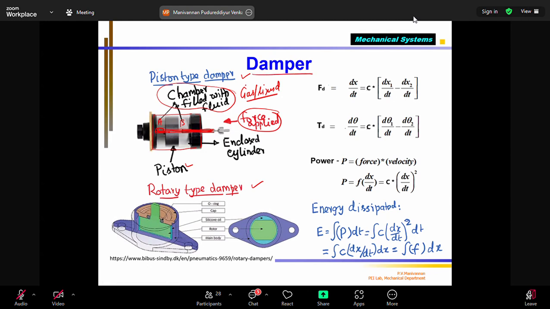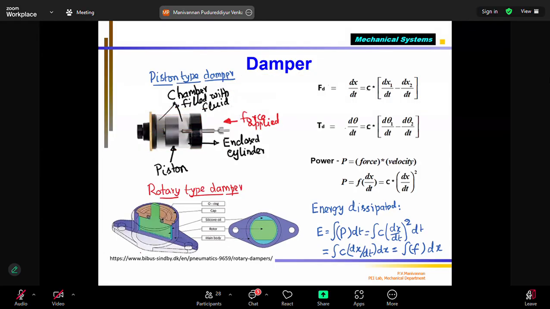But the damping force generated is very limited. That's why they use both. Most dampers, in suspension systems of all automobiles, use liquid dampers. That means the cylinder is filled with a liquid, and inside the liquid a piston is moving. That's what is shown here.